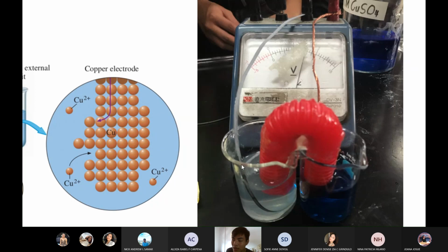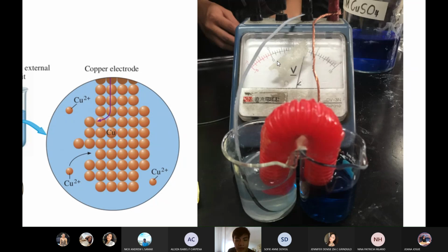So this is magnesium ions, magnesium metal. This is copper ions, copper metal. So nagre-redox sila. And as you can see, yung electrons nagfo-flow from one container to the other. So, dadaan yung electrons dito sa bakal. Habang dumadaan yung electrons sa bakal, gagana tong device na to, the voltmeter. And as you can see, positive yung volts niya.